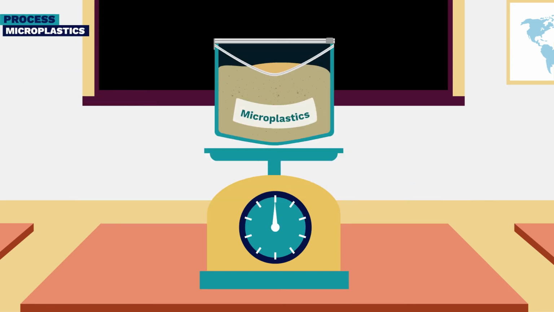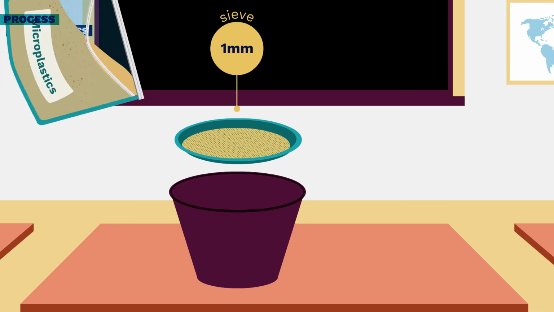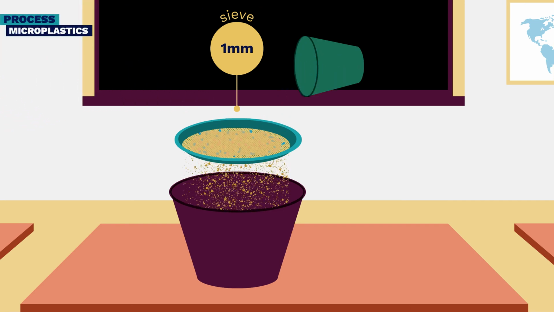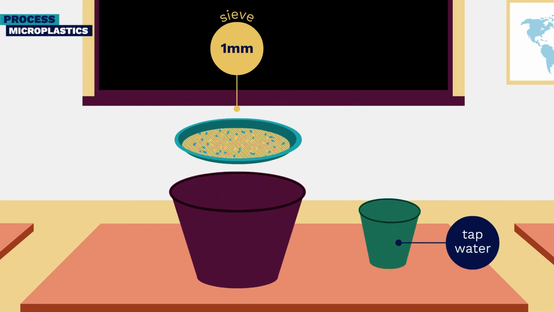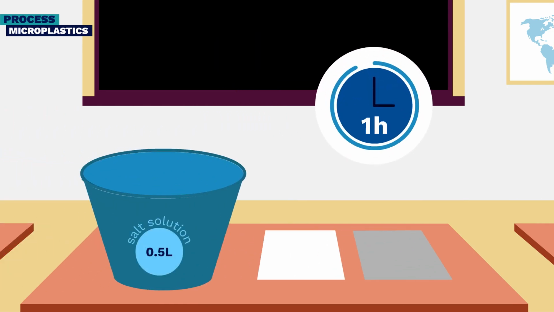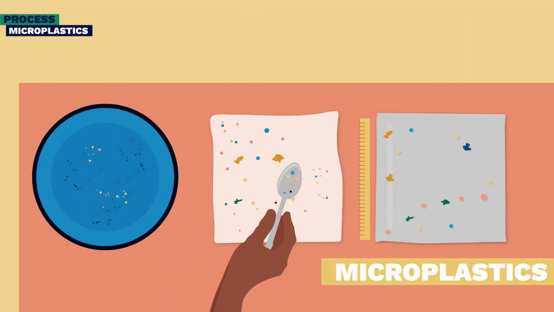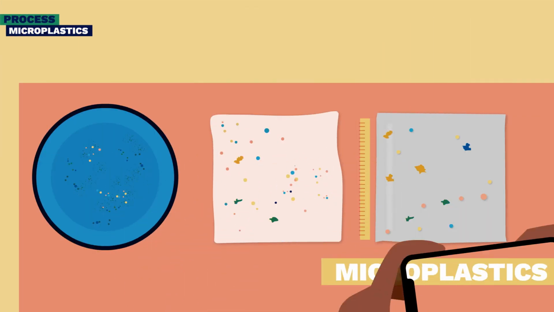For microplastics, start by weighing the bag. Then pass the sand through a very small sieve with the help of water and collect the particles. Transfer the microplastics to a second container with a salt solution. Collect and sort the floating plastic particles and follow the same steps as for mesoplastics.